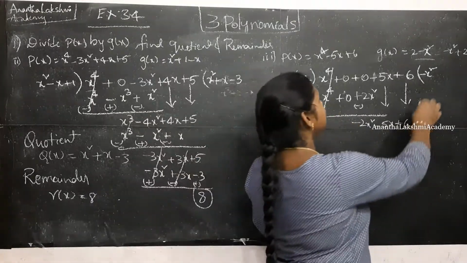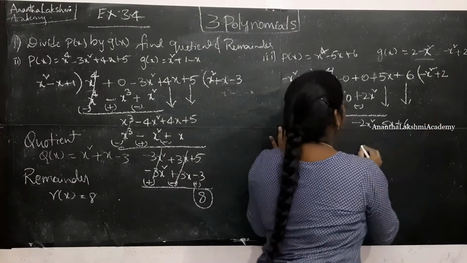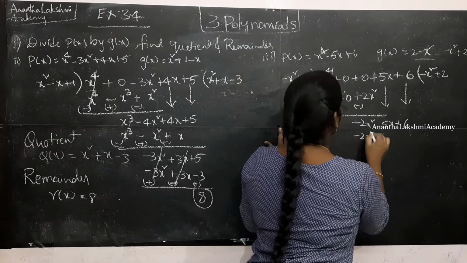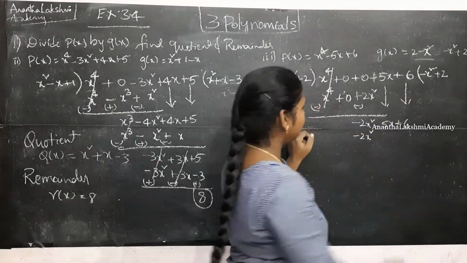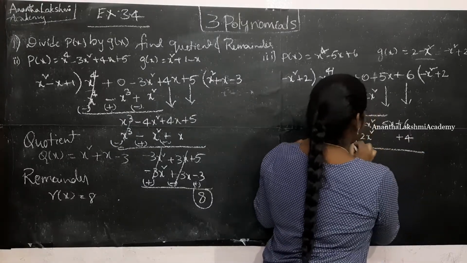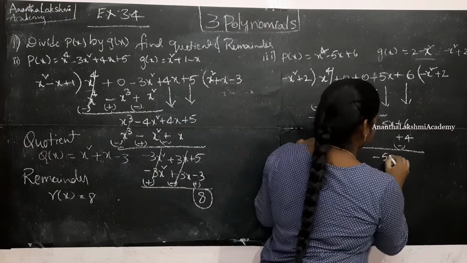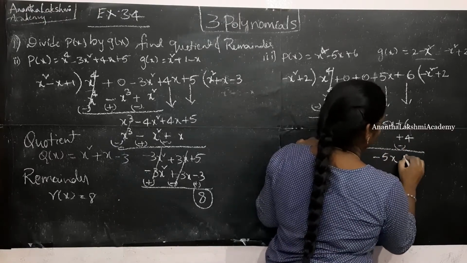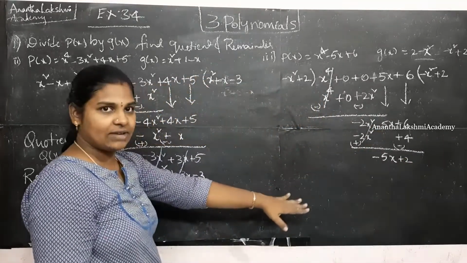So what am I trying to do? I am going to multiply it with plus 2 such that it becomes minus 2x square, and plus 2 multiplied with plus 2 becomes plus 4. So again the signs get changed, and this is minus 5x plus 6 minus 4 is 2. Alright, this is minus 5x plus 2.